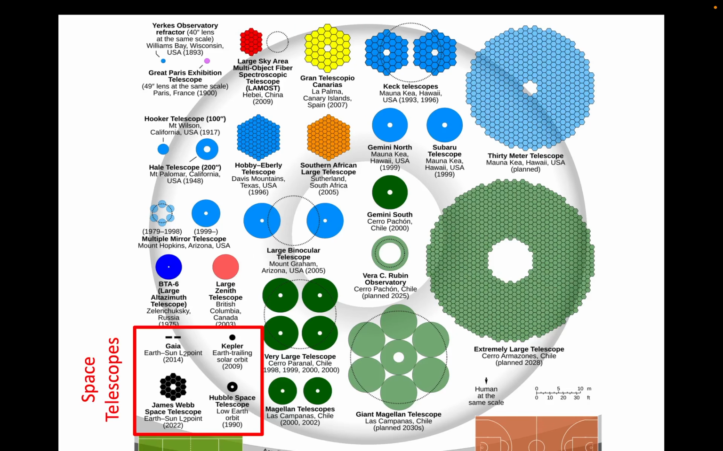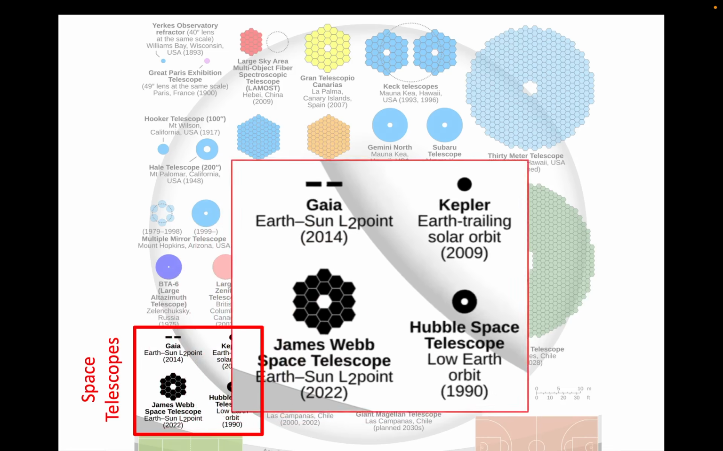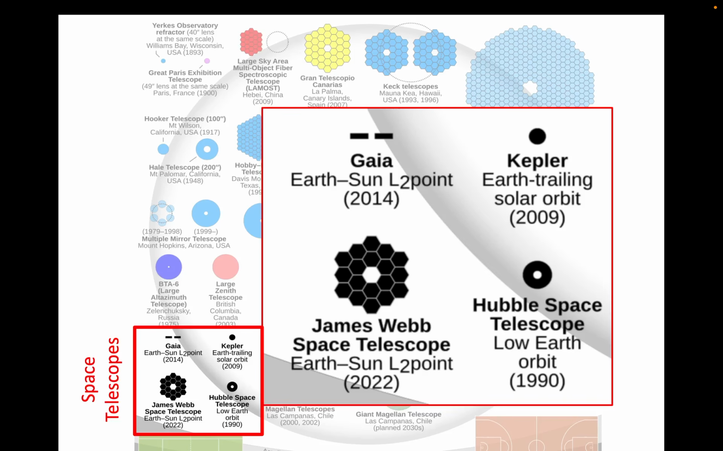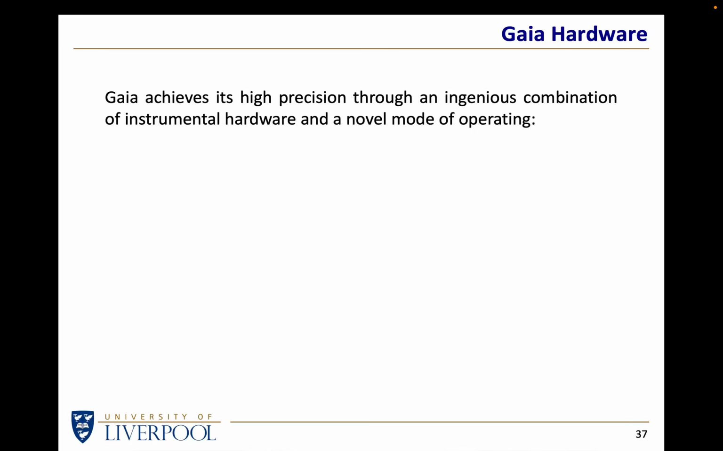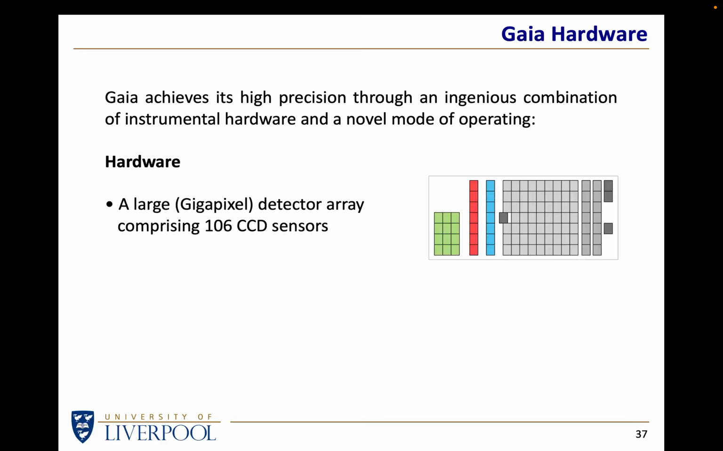So there they are. Let me make those a bit bigger so you can see them more clearly. There's the James Webb and the familiar Hubble, but you notice that Gaia's mirrors are not circular, not hexagonal. There are two telescopes in Gaia, and they both have rectangular mirrors. But they are no bigger, nominally, than the Hubble, and yet they can achieve phenomenal positional accuracy with the precision at which they can measure. And that's through an ingenious combination of instrumental hardware and how they use that hardware, the novel mode of operating. So that's worth taking a look at how it works.